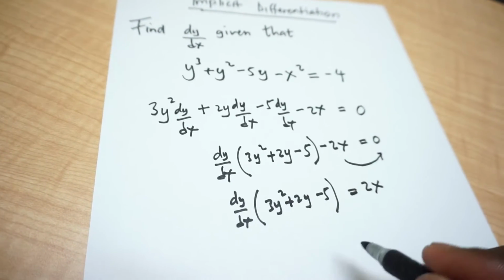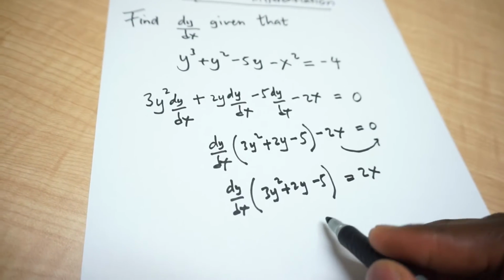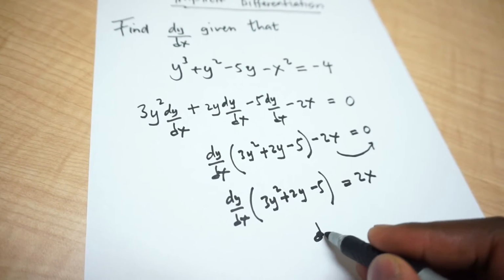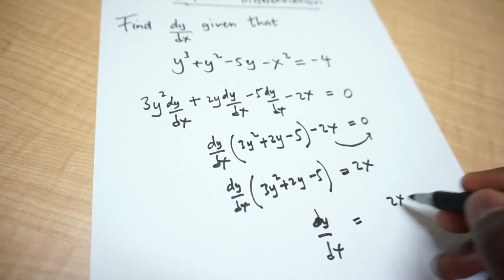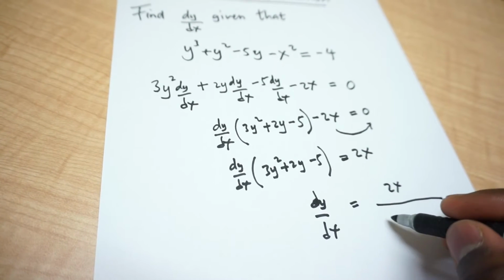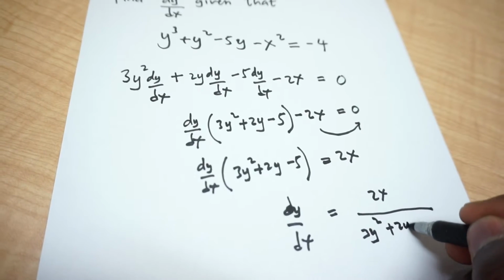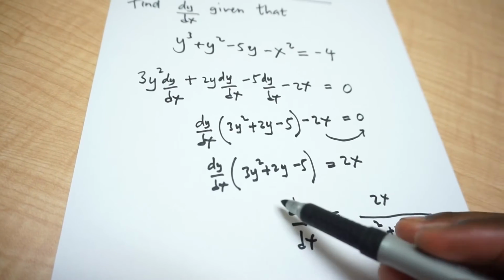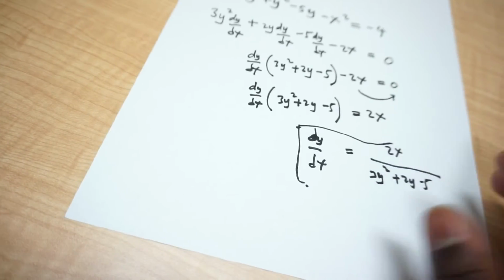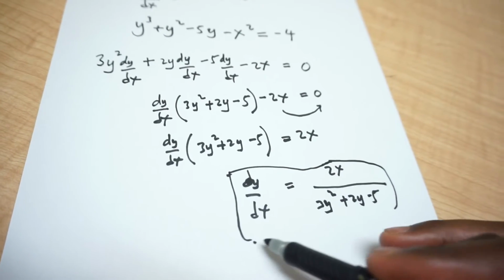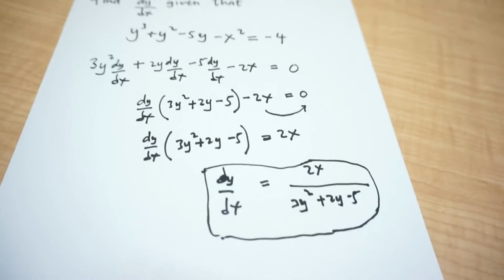And then after that, all I'm going to do is divide both sides by what is inside the parentheses, such that on the left-hand side, I just have dy/dx being equal to 2x over 3y squared plus 2y minus 5. And there it is. There we go. It's nothing complicated. It's just basically taking the derivative as you would do it in a normal x term equation.